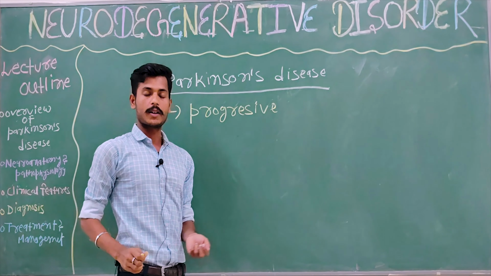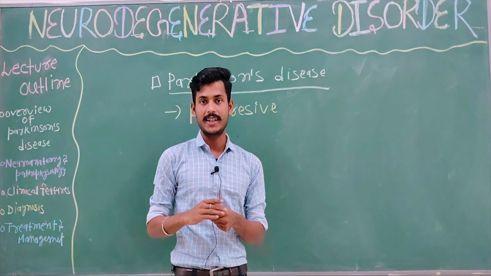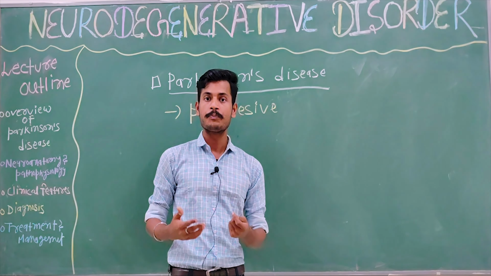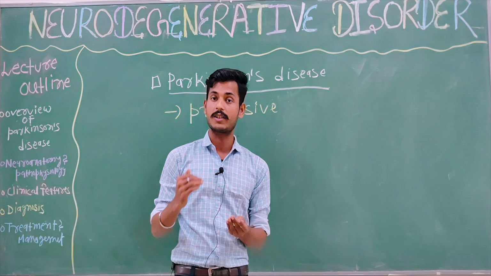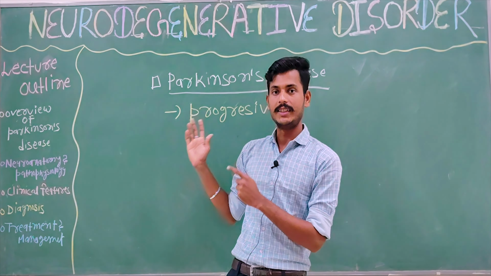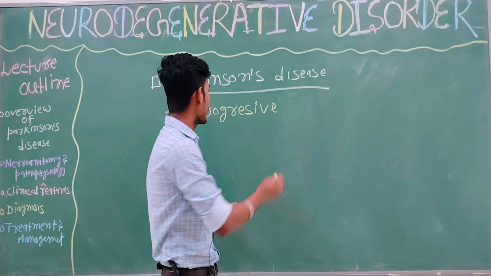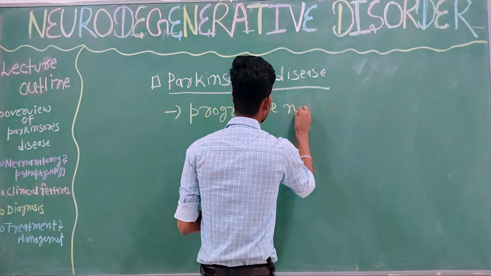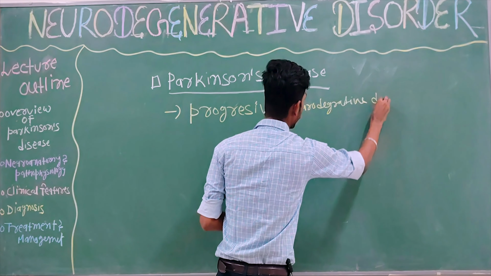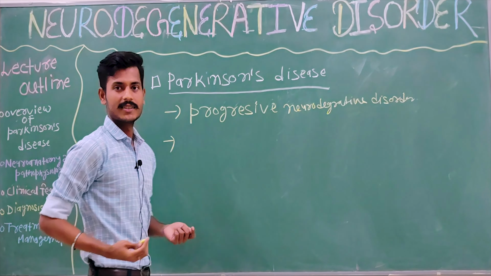Progressive means that as the course of the disease goes on in a patient, the symptoms start to worsen. The severity of the symptoms increases during the course of Parkinson's disease. That's the first thing. That's why it is called a progressive neurodegenerative disorder.